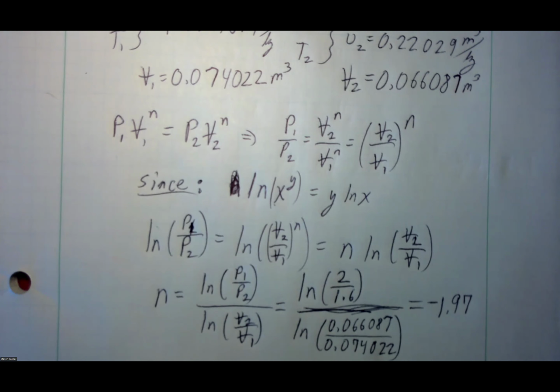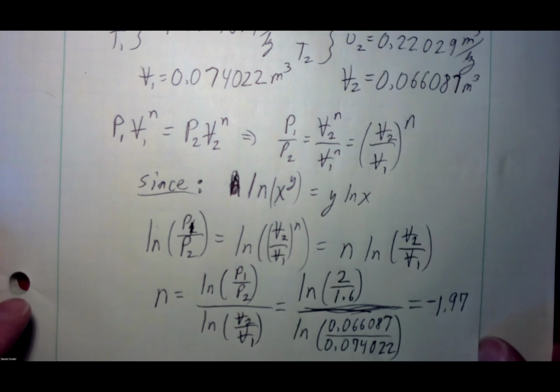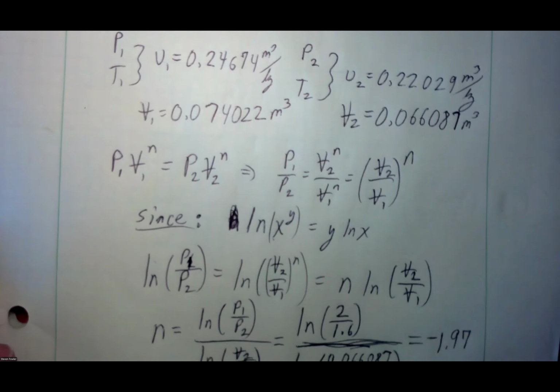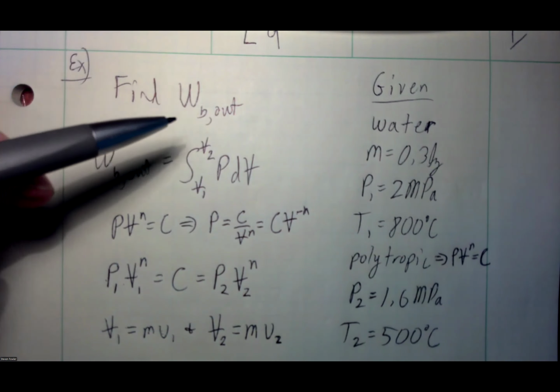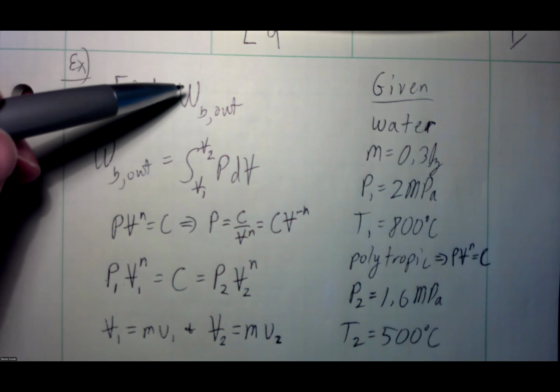About 1.97. Now, here's the thing. What the heck are we trying to do? Well, we go back up here. What the heck are we trying to do? We're trying to find boundary work. How do we find boundary work?